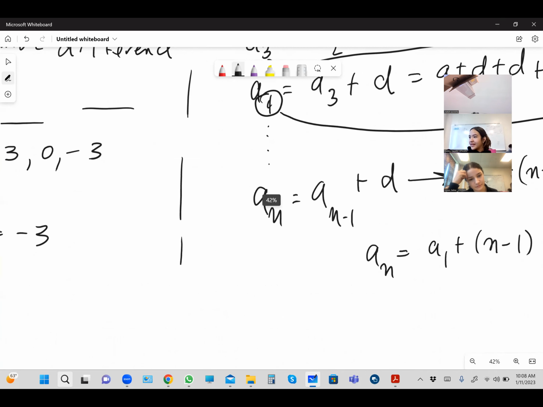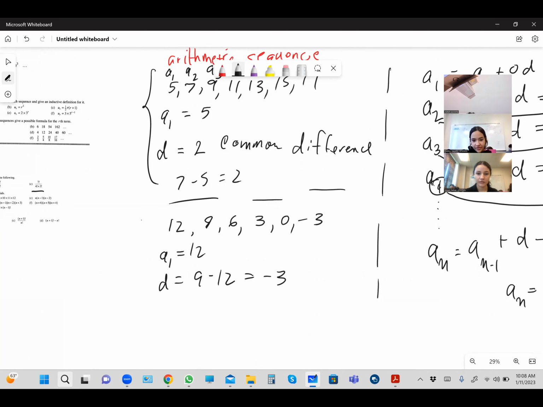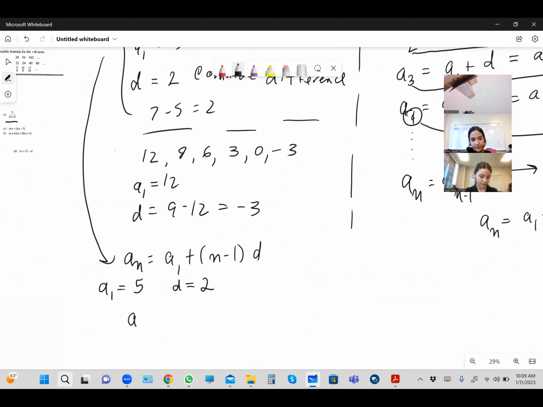For instance, let's go back to here. If we use the formula A sub n equals A sub 1 plus n minus 1 times D, and I say that the first term is 5 with a common difference of 2, let's say we want to figure out the 5th number. A sub 5 must equal 5 plus 5 minus 1 times 2. So this is 5 plus 4 times 2, which is 5 plus 8, which is 13.